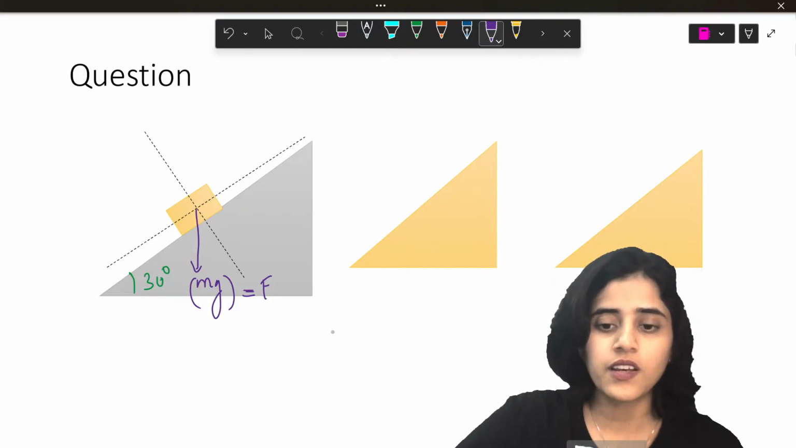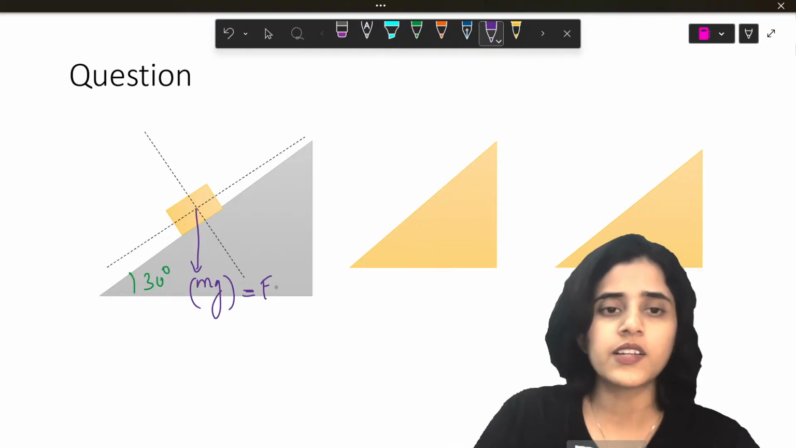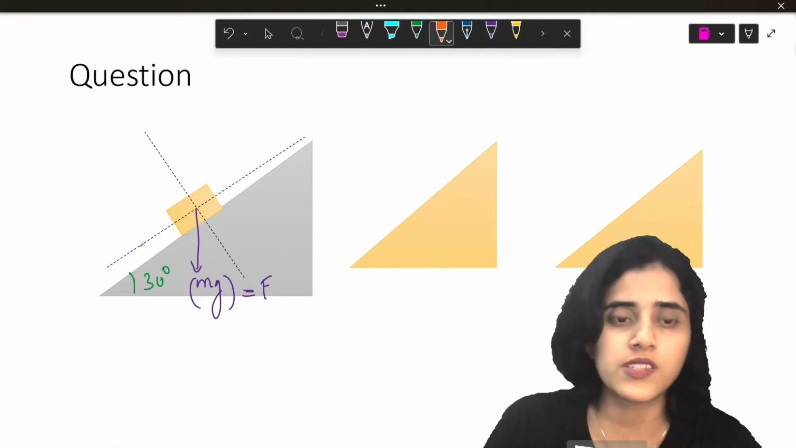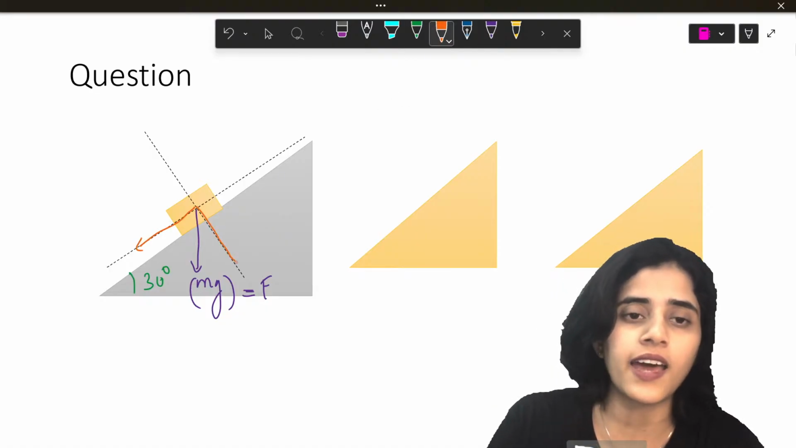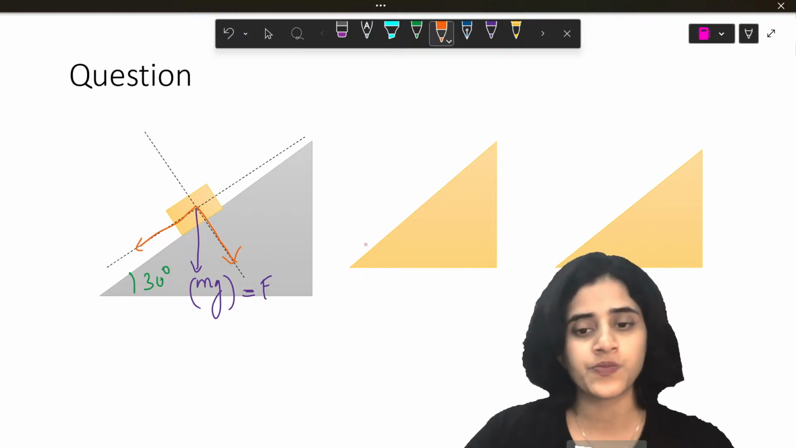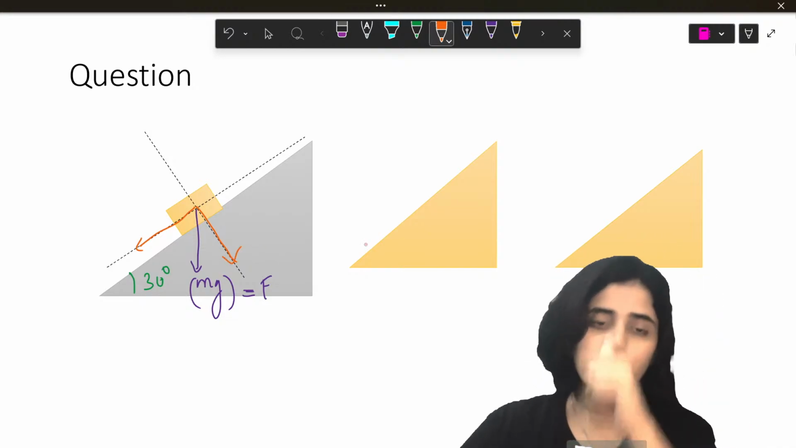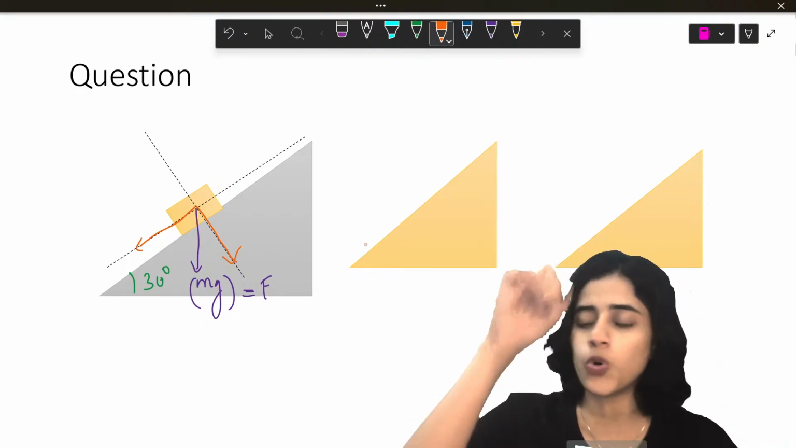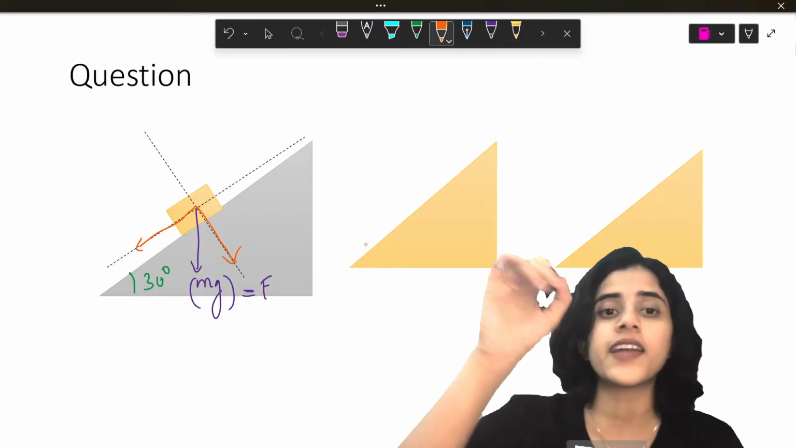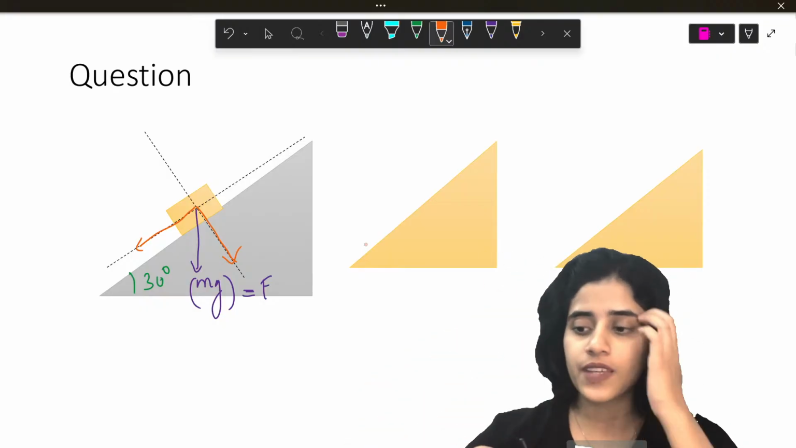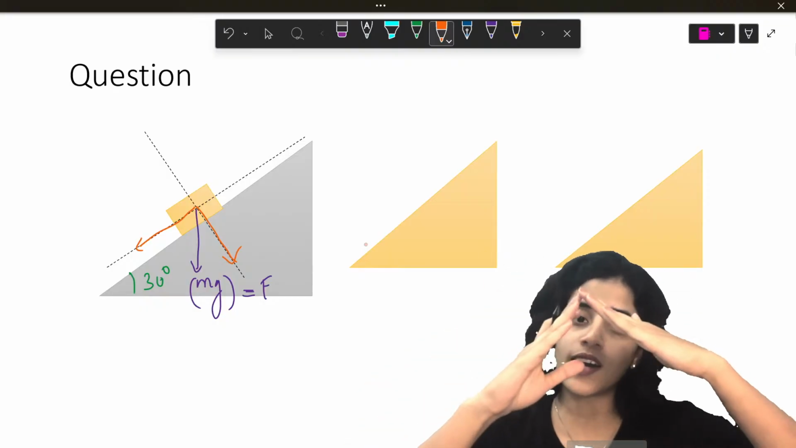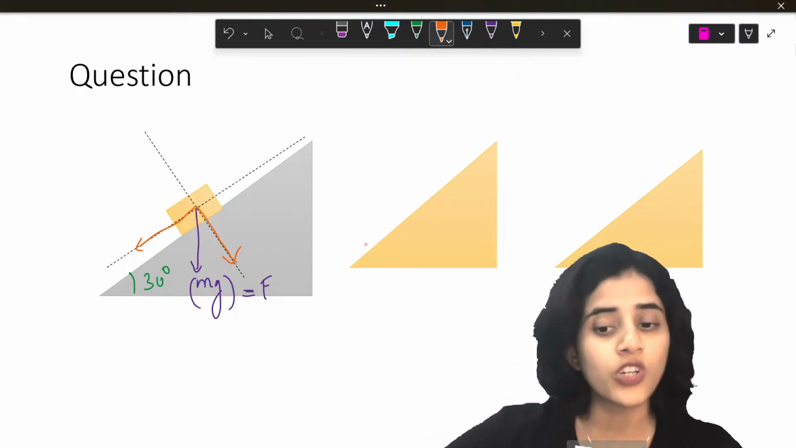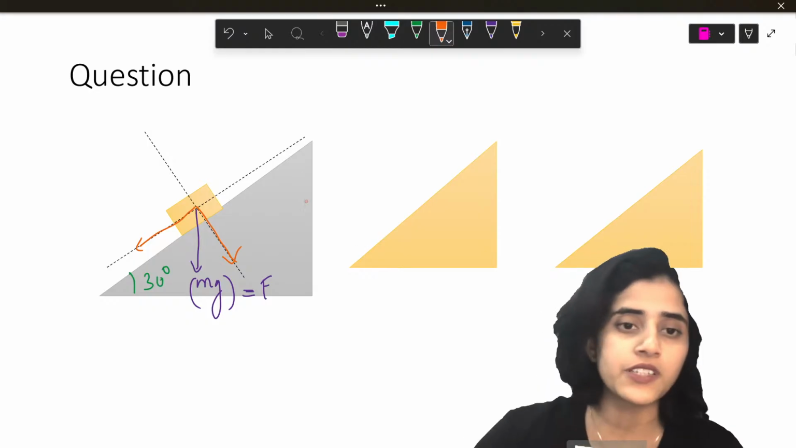Now, this one we can resolve into two components, the horizontal component and the vertical component. So this mg I can resolve into the horizontal component and the vertical component. You can see those two orange arrows, they are at an angle of 90 degrees. The angle between the two orange lines is 90 degrees. So now I can consider those as the horizontal component and the vertical component.